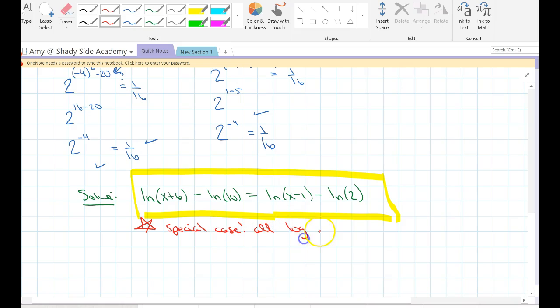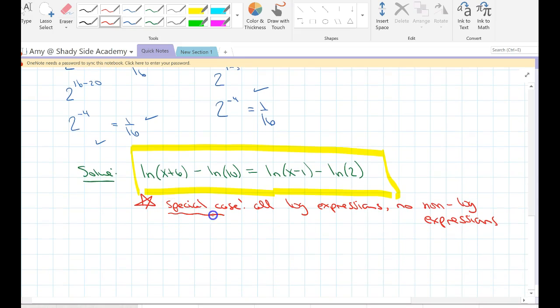I'm going to write this down. All log expressions, and there's no constant. No non-log expressions. Everything in this equation, all the terms, 1 term, 2 terms, 3 terms, 4 terms, they're all log expressions. And we love this special case, and it's going to be super easy, and I'll show you why.